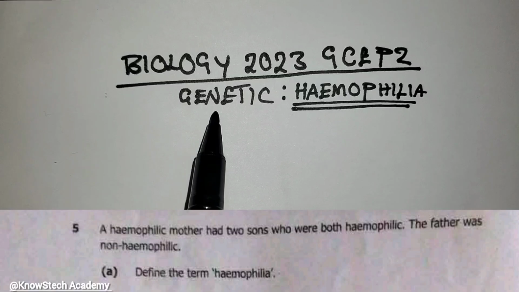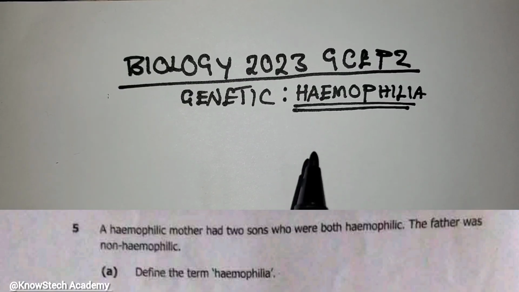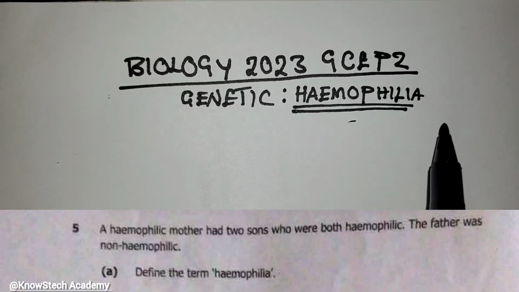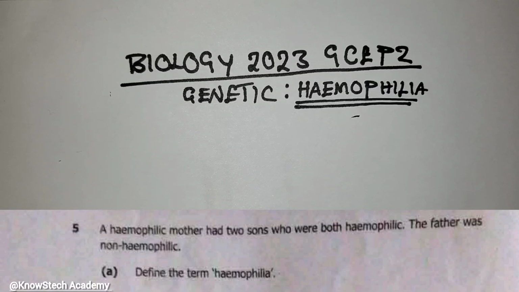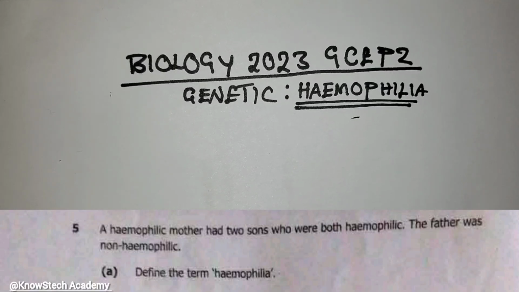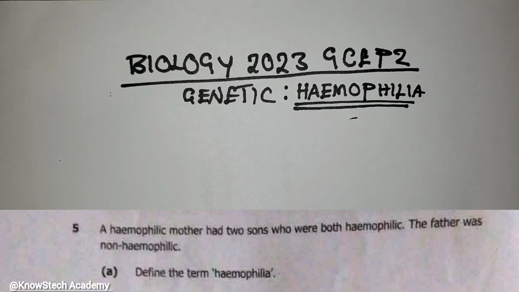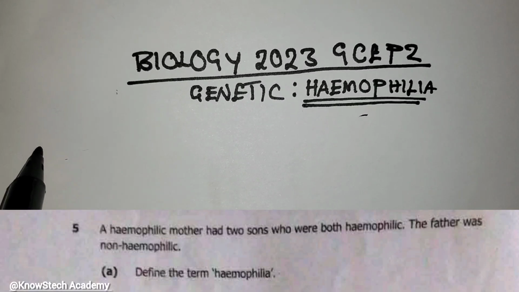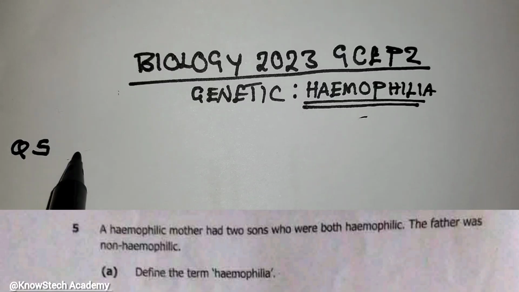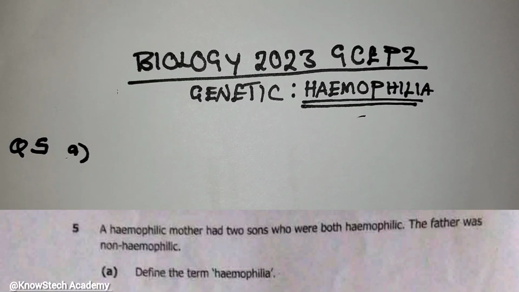Specifically we are going to answer question 5 of section A, genetics. The question was about hemophilia. The statement reads, a hemophilic mother had two sons who were both hemophilic. The father was non-hemophilic. The first question, question 5a: Define the term hemophilia.